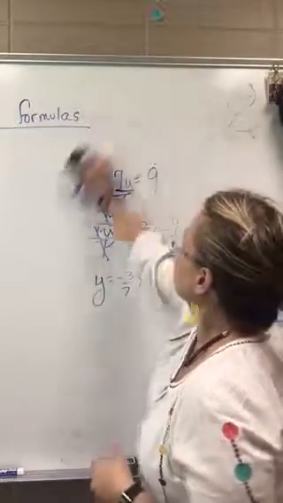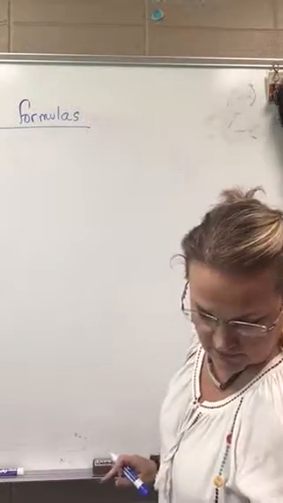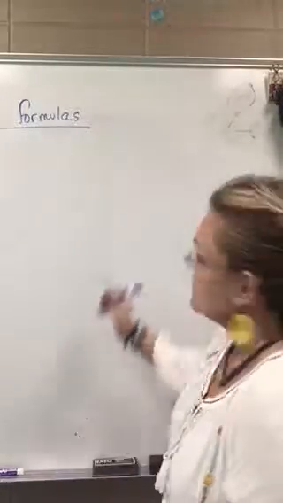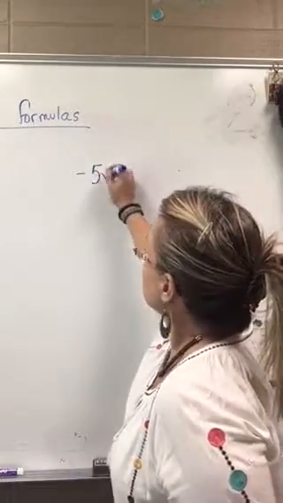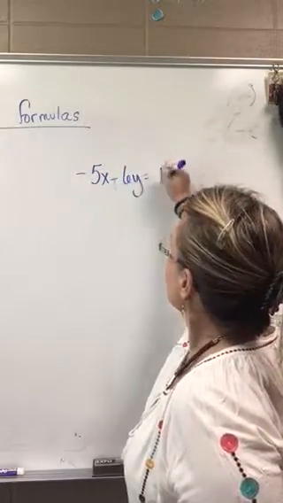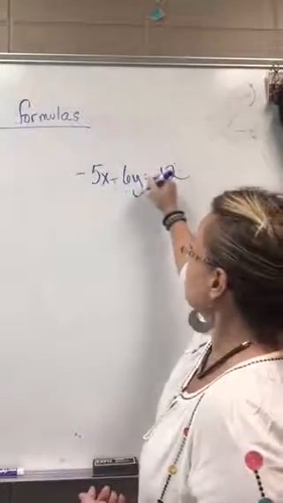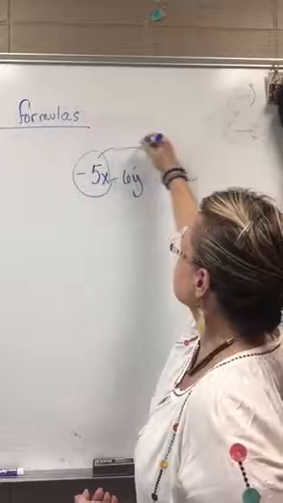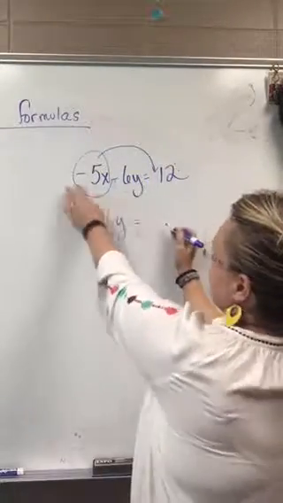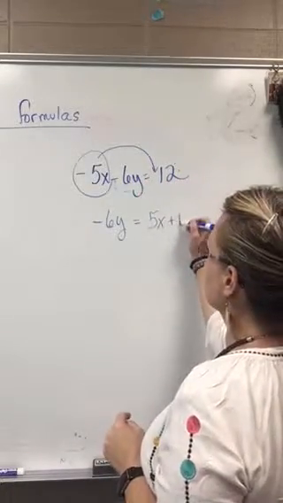Okay, let's do that again. Okay, in this example, again, solving for y, we want the y alone on one side, so I'll throw this x term across. Bring down your minus 6y on the left. The minus 5x becomes positive 5x. The 12 is already there. Bring it down.